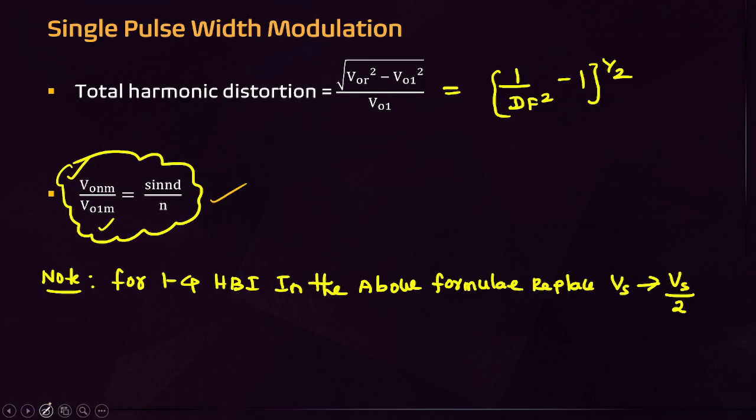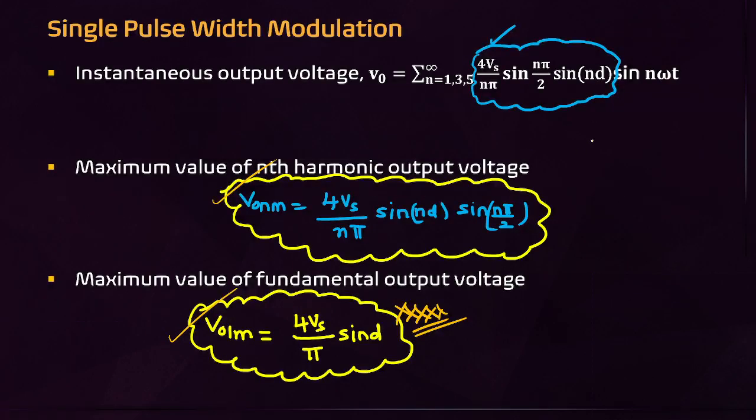Then this ratio also you have to consider. Then this is for the single PWM technique applied to a full bridge inverter. If the single PWM technique is applied to a full bridge inverter, the Fourier analysis is this one.